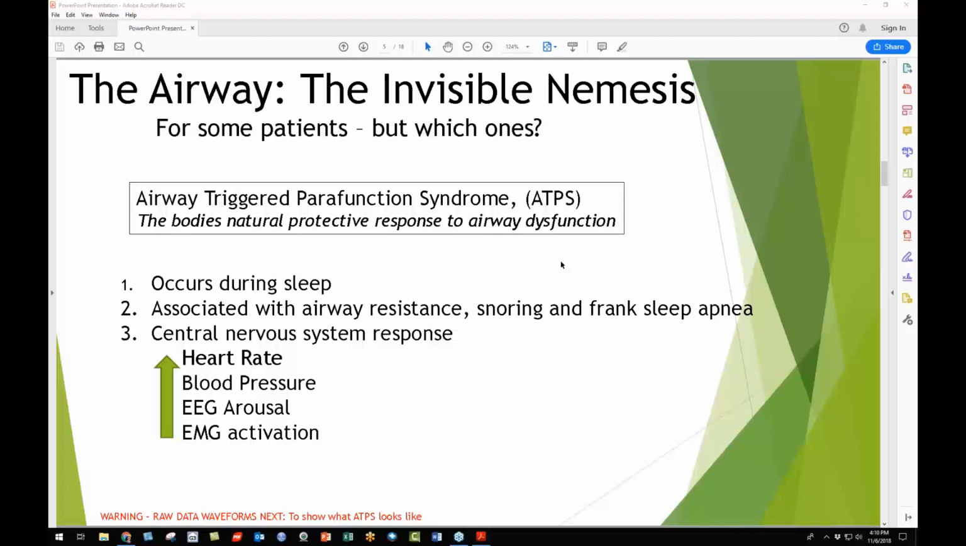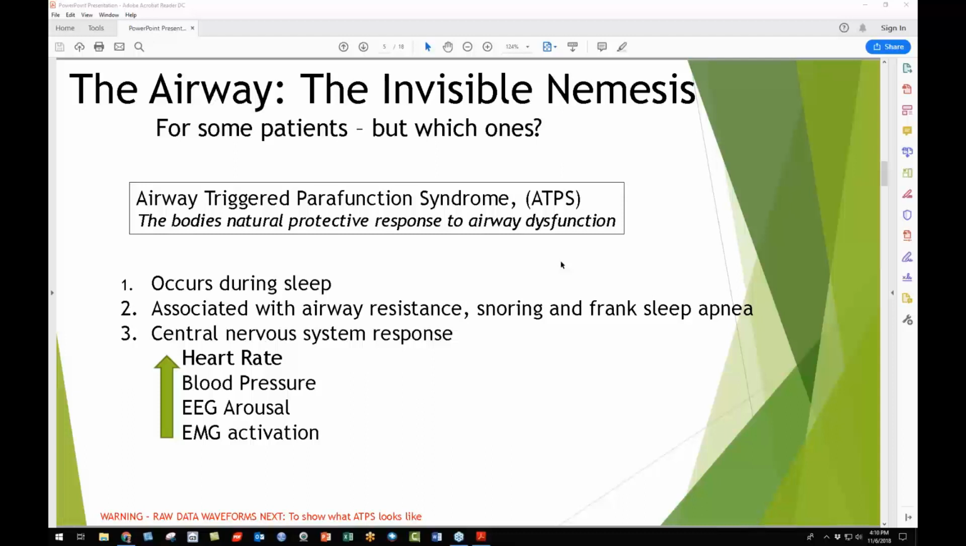And I will tell you, based on my observation, the more subtle the airway issue, the more likely it is to trigger parafunction. Stepping back for a second, when I first started measuring bruxism during sleep, I went to some university, I went to some dental schools, and I said, look, here's what I'm seeing, and several of the schools called what I'm describing to you now central nervous system response. And I thought that was a great way to describe it.